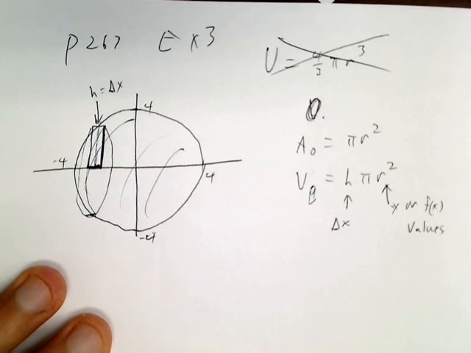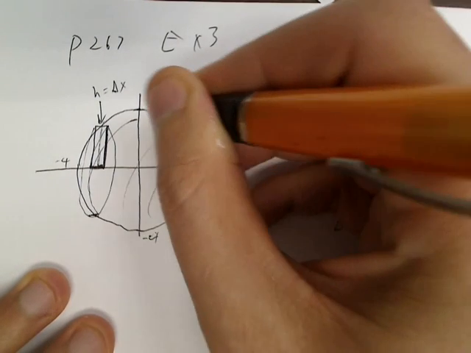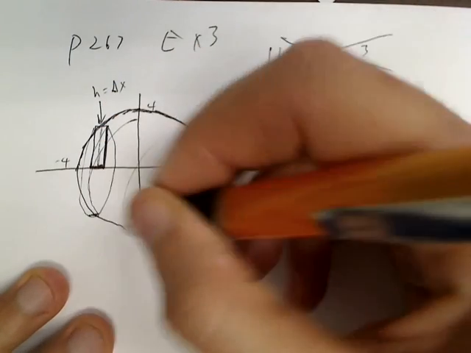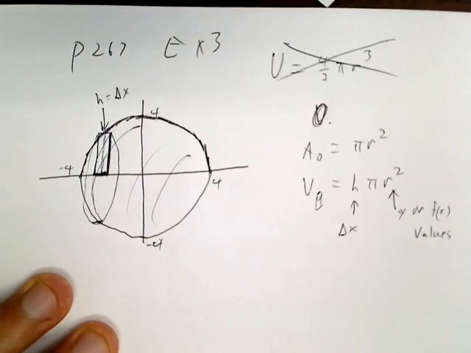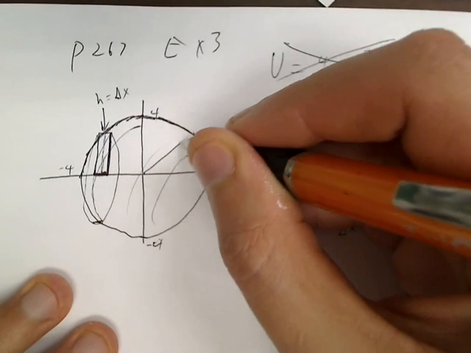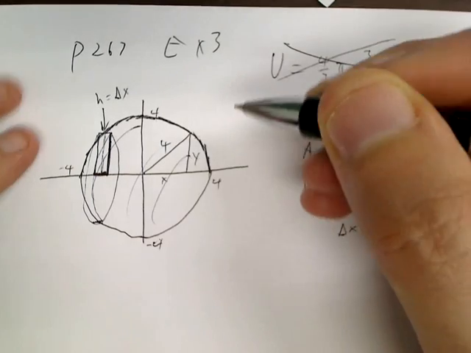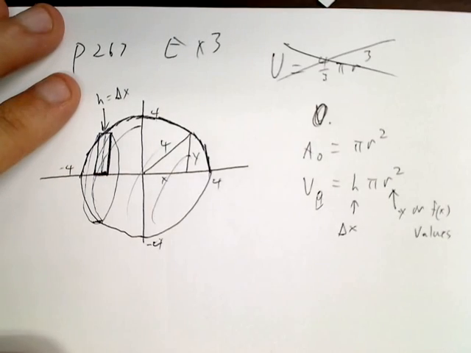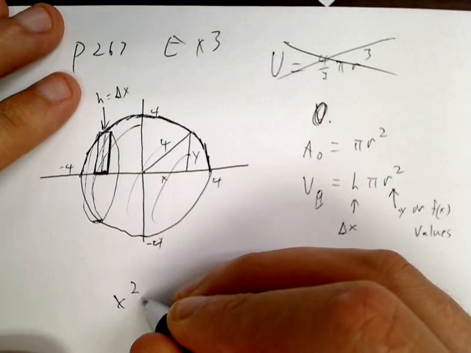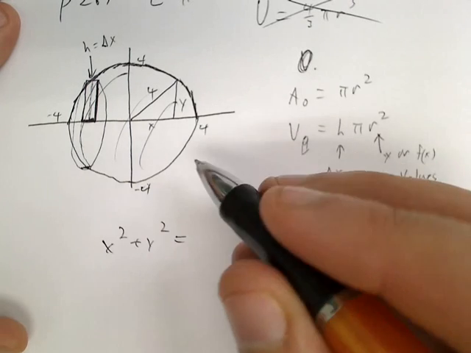Okay? So what I need to do is come up with an equation for this half circle here, and then I can draw rectangles up to it, and then I'm going to spin them around. Well, how do I find this right here? I can actually use the Pythagorean theorem. This is 4, that's x, and that's y. We'll use the Pythagorean theorem and then solve it for y, and that will give me an equation for this half circle. So x squared plus y squared is equal to 4 squared.